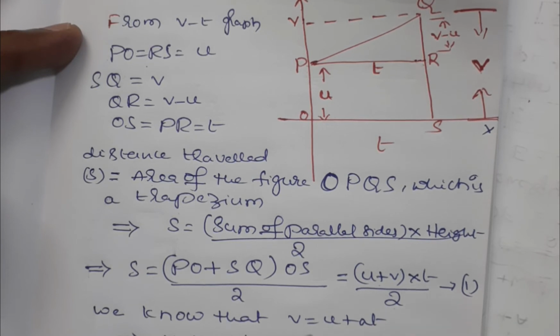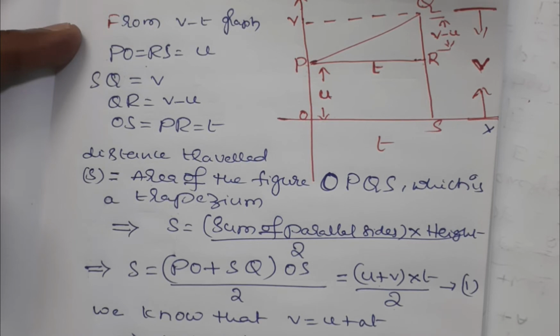We know that the first equation of motion is v = u + at. So this implies v − u = at, and t = (v − u)/a. So substitute this in equation 1. So s = (u + v)/2 × (v − u)/a.